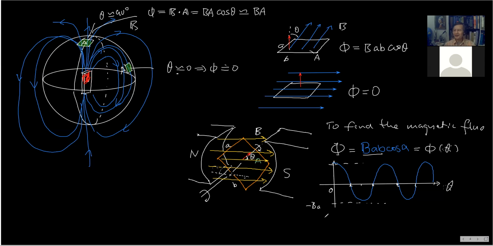You are fine. This is the first time you encounter this abstract idea called the flux. Doesn't matter. We can define this flux if we know the magnetic field, the angle and the area, right? So you can see that sometimes the flux is positive, and sometimes negative.